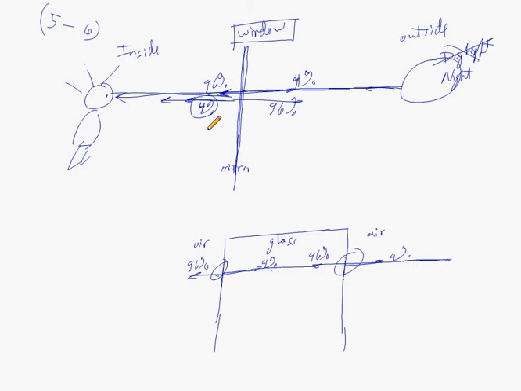That if this 4% that gets reflected back to you is brighter than what's traveling through the window to you, then your eye will tend to focus more on that, and you will perceive the window to be, in fact, a mirror.